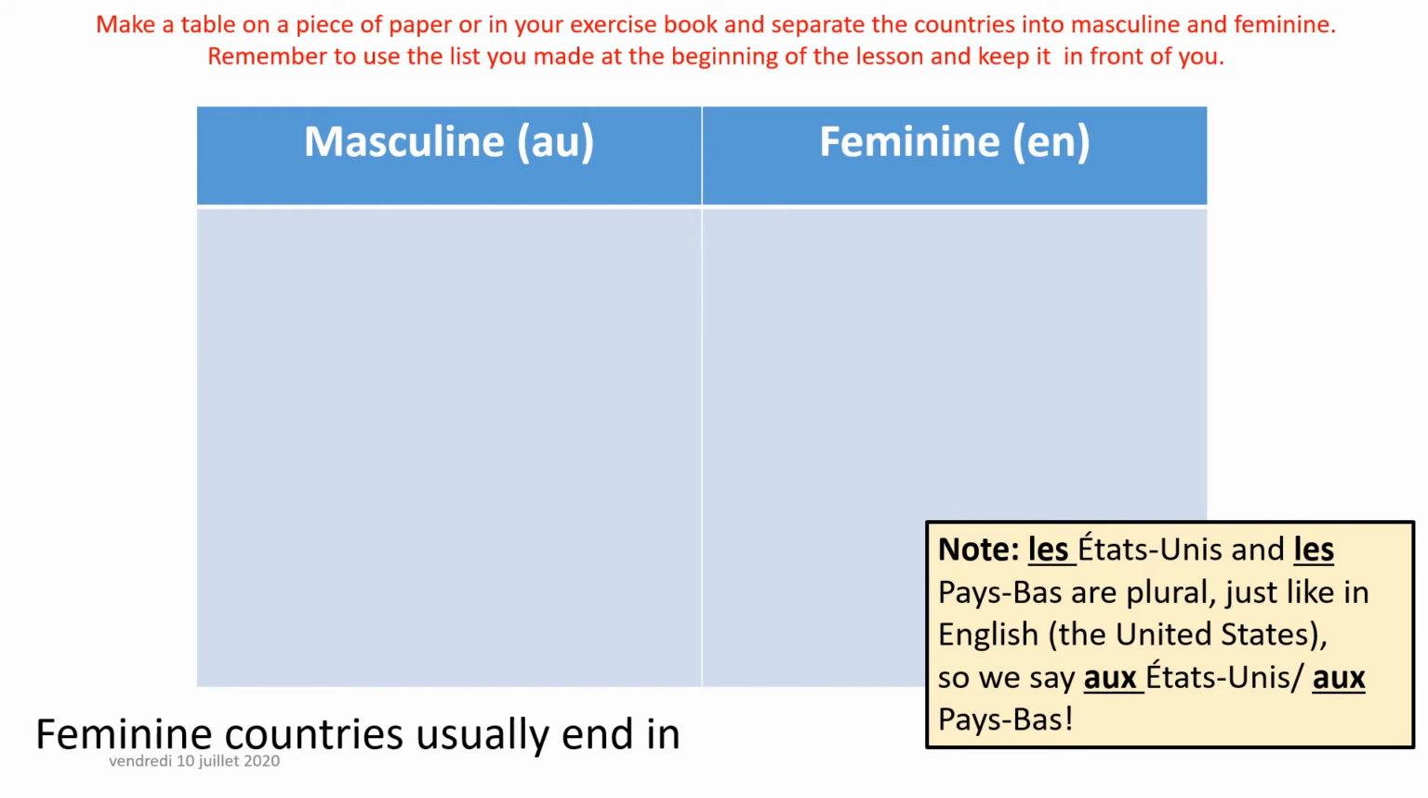Make a table now on a piece of paper or in your exercise book and separate the countries into masculine and feminine. Remember to use the list you made at the beginning of the lesson and keep it in front of you. So note, les États-Unis and les Pays-Bas are plural, just like in English, the United States. So we say aux États-Unis, aux Pays-Bas. The others follow the rule just described.